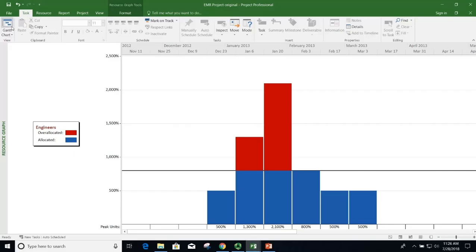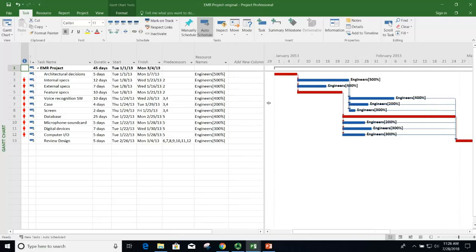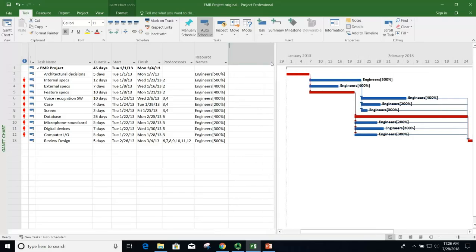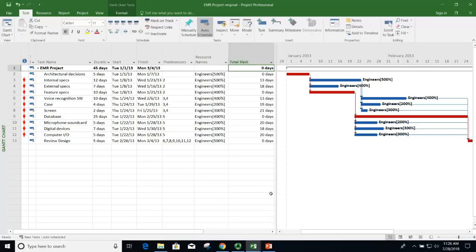So what are we going to do about that? Let's look at that, and we're saying, okay, what can we do on this project? Can I shift it within the available slack? Let's do that. Let's add this column up here. So let's add total slack, so we can see our slack. So what's critical? 0 days, 0 days, 0. Those are the critical. But I do have slack on a lot of other tasks here.